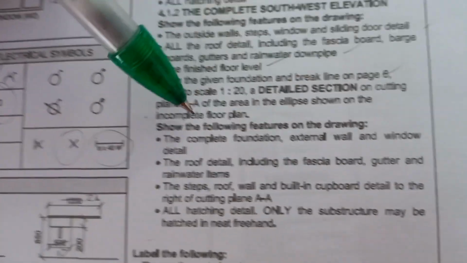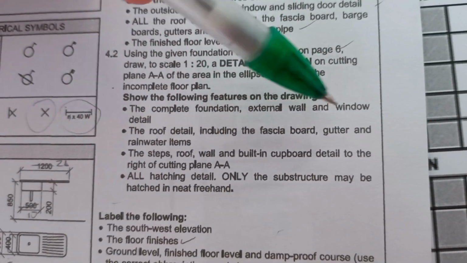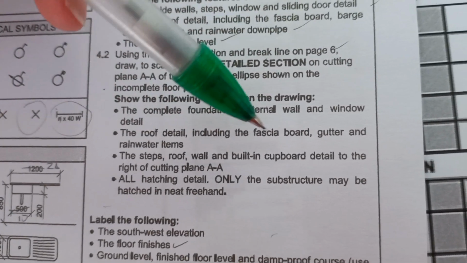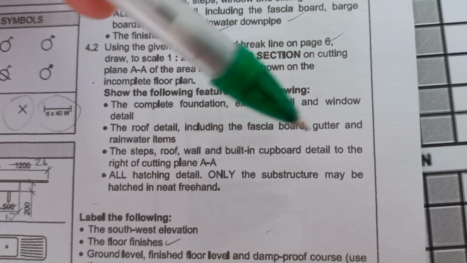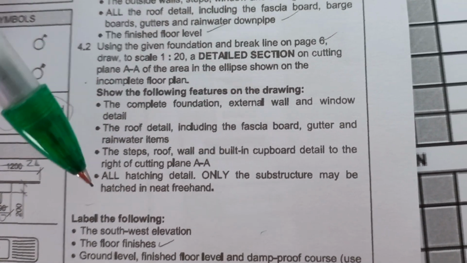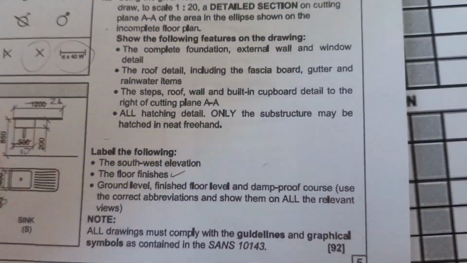Okay, then it says here, show the complete features on the drawing, the complete foundation, external wall and window detail, the roof detail, including fascia board, gutter and rainwater items, the steps, roof, wall, and built-in cupboard detail to the right of cutting plane AA, all hatching detail, only the substructure may be hatched in neat freehand.